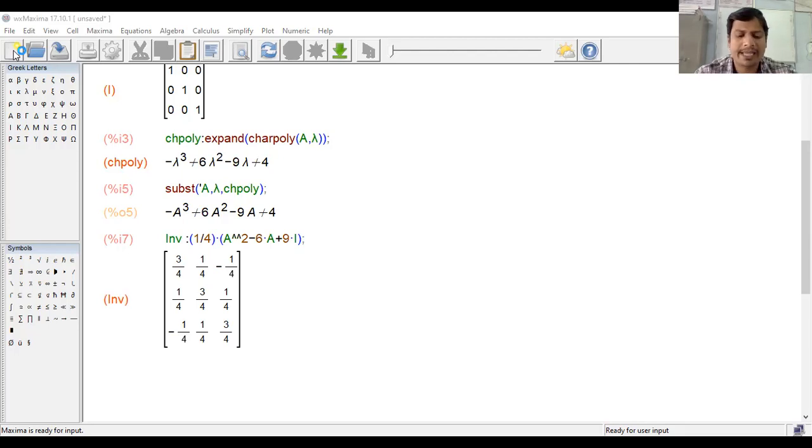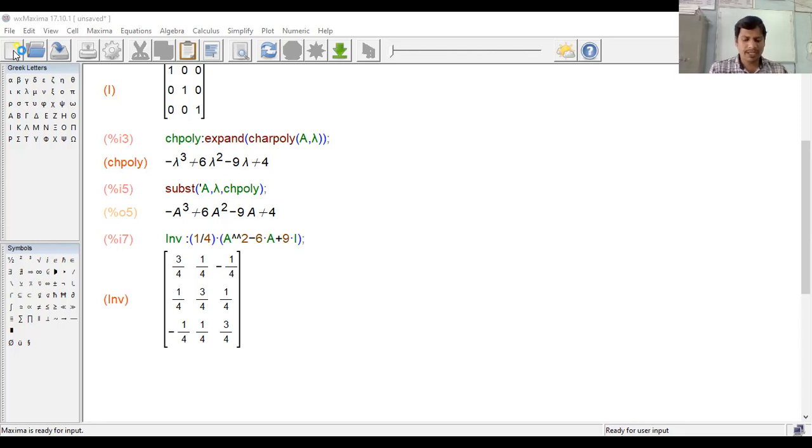You take I colon of, that is the identity, IDENT. Remember this one, identity means you only type IDENT of bracket, that is the 3 rows 3 column, so you take 3. Then semicolon, shift enter. Here I typed some spelling mistakes. Here IDENT. Suppose you make the mistake, that is identity of 3. This is the 3 rows 3 column identity matrix.